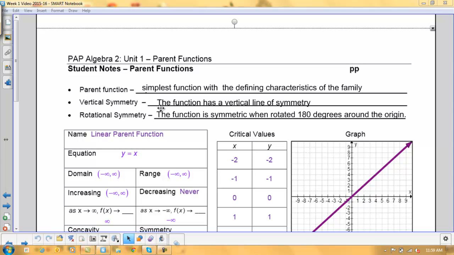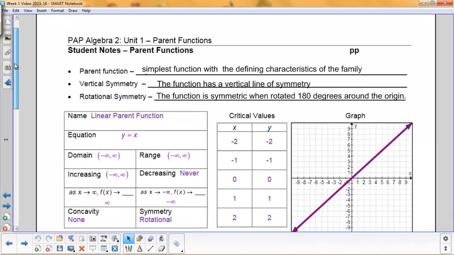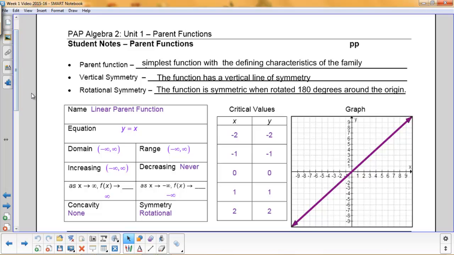Vertical symmetry shows that the function has a vertical line of symmetry, typically at x equals 0. Rotational symmetry means that the function is symmetric when it's rotated 180 degrees around the origin. So you're going to want to fill out each one of these different categories. If I move more quickly than you're able to copy down this information, please just pause the video so you don't get behind. So notice the equation for the linear function is y equals x.